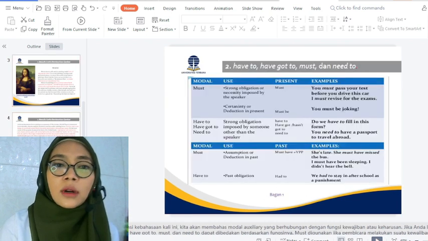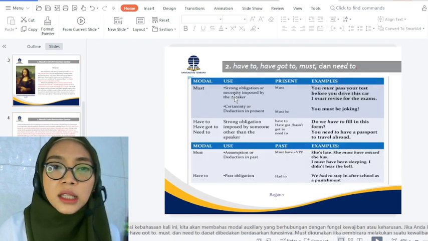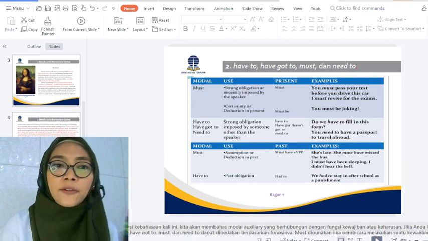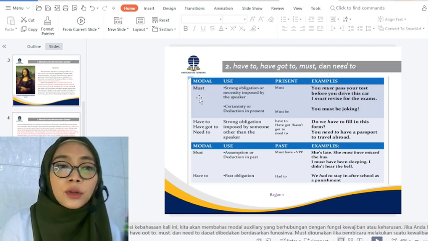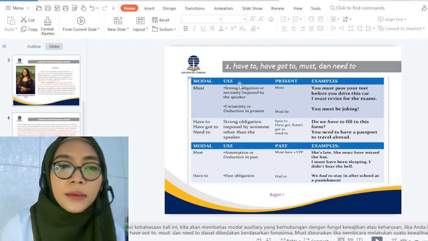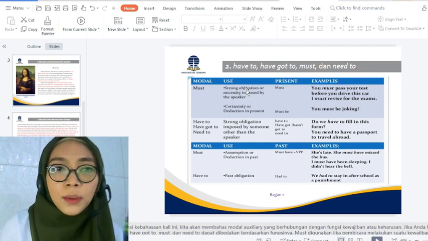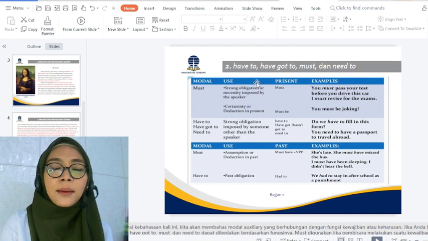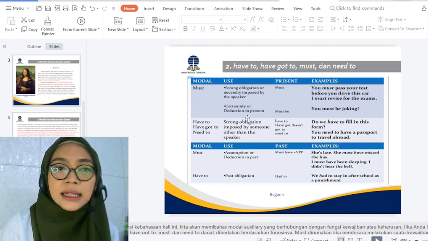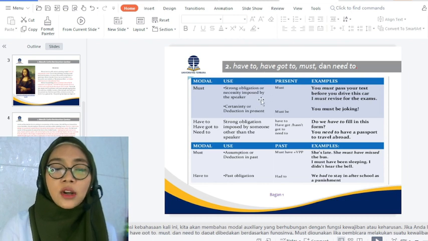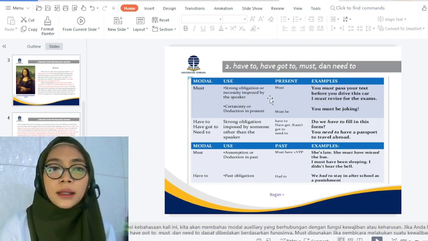And then the second one, when you want to write a sentence with obligations, you can use have to, have got to, must, and need to. The difference in the use of these four is that when you use the modal must, it defines strong obligation or necessity by the speaker. Or maybe you can also tell about certainty and deductions in the present. So it has the biggest percentage of the situation that will happen.